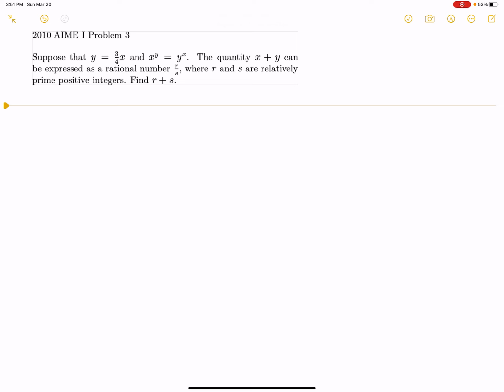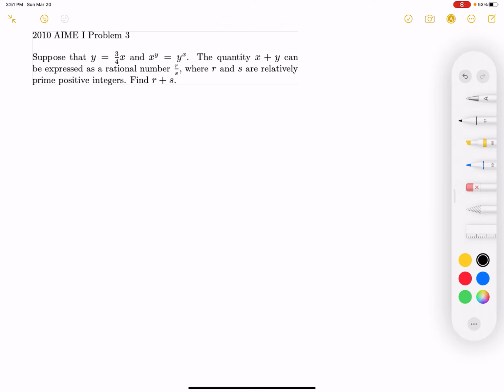So, let's first list what we know from the problem. We know that y equals 3/4 x, and we have x to the power of y equals y to the power of x. And we want to find what's x plus y.